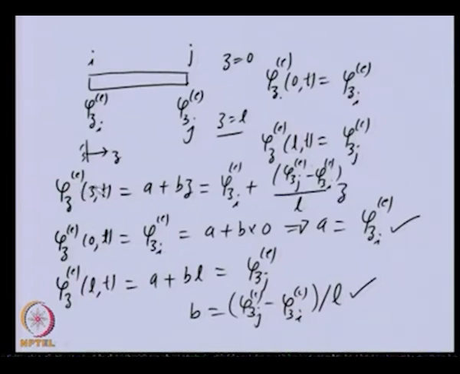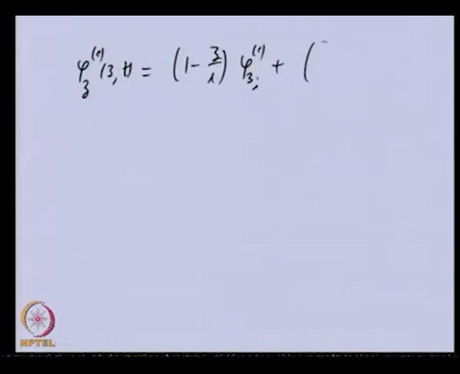So the assumed solution now contains the field variables and z, which is a polynomial. This equation we can rearrange, collecting the terms of phi zi, which are here, and phi j is a single term. So we can write this assumed solution in the form of a polynomial as 1 minus z by L phi zi plus z by L phi zj.